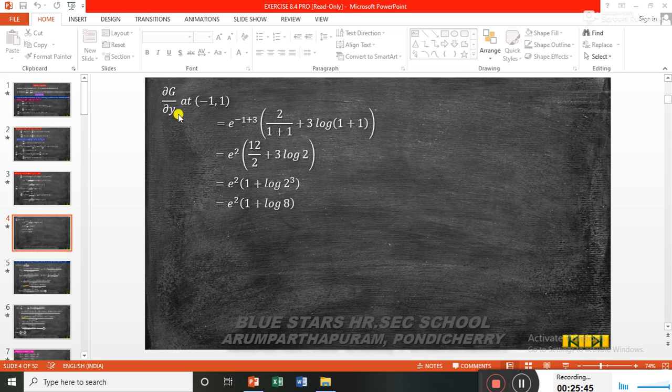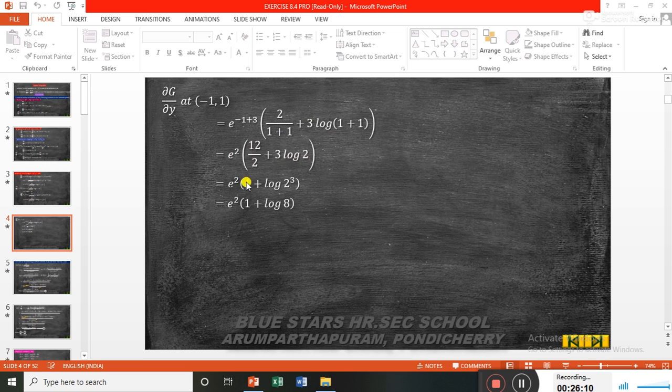So dou g by dou y at the point minus 1 comma 1. Now I substitute the value: e power minus 1 plus 3 into, I substitute x equal to minus 1, y equal to 1 in the function dou g by dou y. So 2 by 1 plus 1, plus 3 into log of 1 plus 1. Therefore e square into, here not 12, only 2 will come. So 2 by 2 plus 3 into log 2.